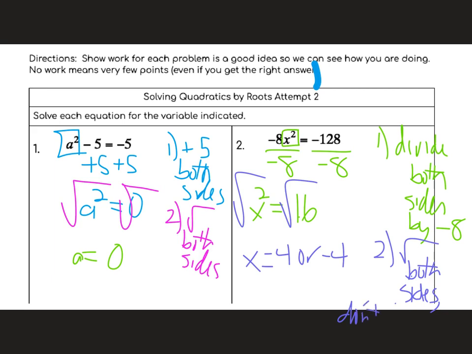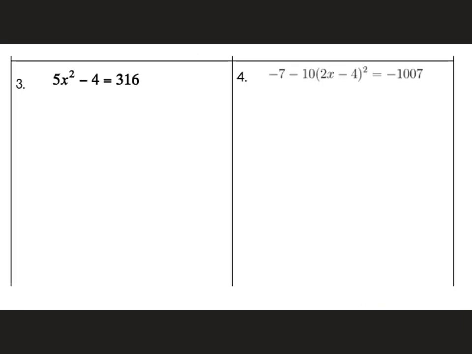Don't forget plus or minus. All right. Next one. Ooh, we have a couple steps we got to do here. So my goal is to get this by itself. So my first step toward getting that would be to add 4 to both sides. So 1, add 4 both sides.